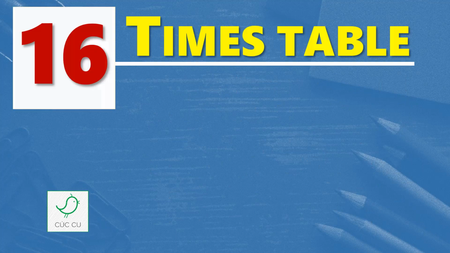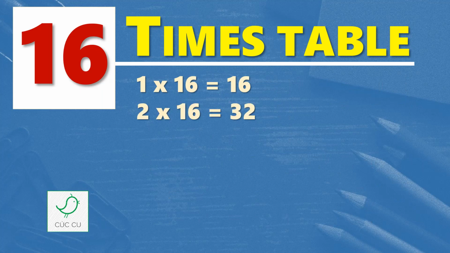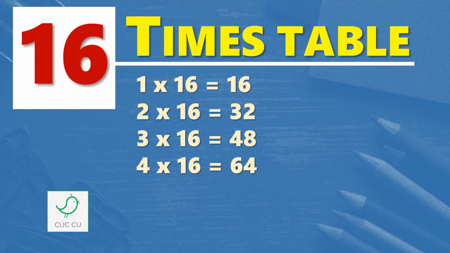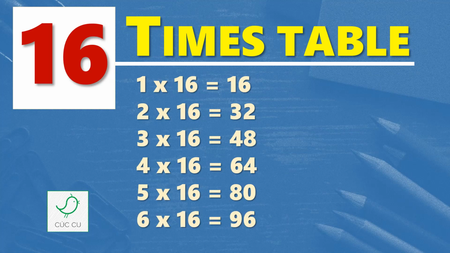16 times table. 1 times 16 is 16. 2 times 16 are 32. 3 times 16 are 48. 4 times 16 are 64. 5 times 16 are 80. 6 times 16 are 96.